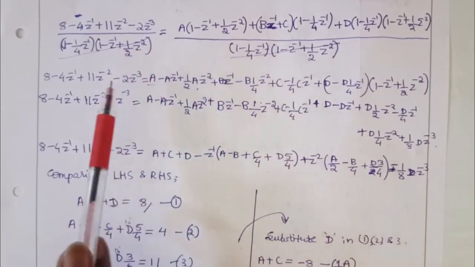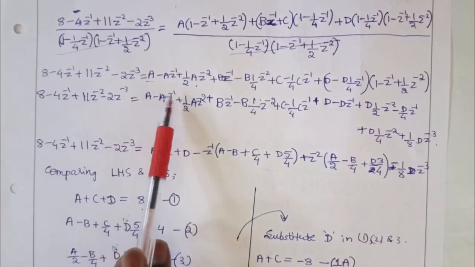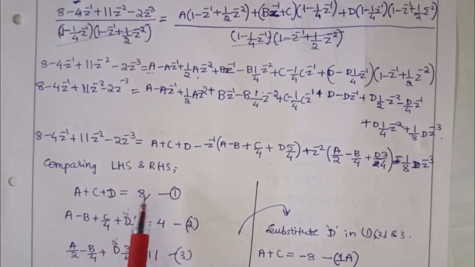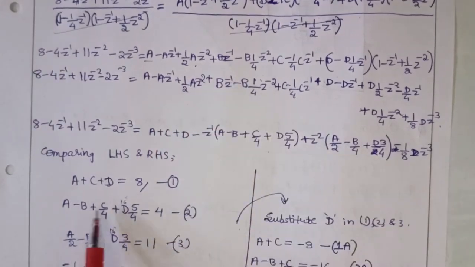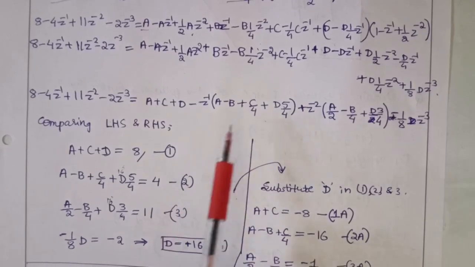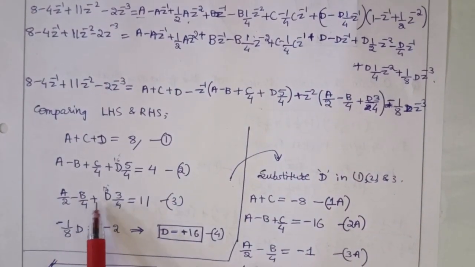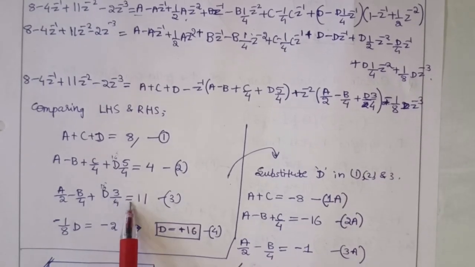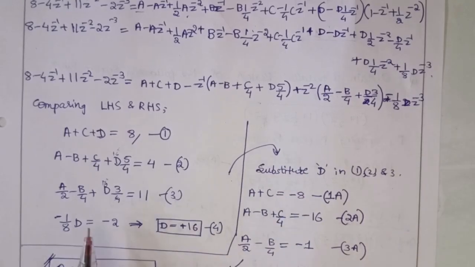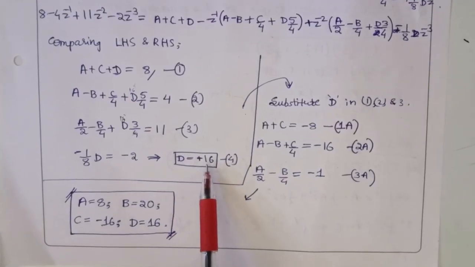The denominator gets cancelled. Hence, equating the numerator, the constant terms in the LHS and the constant terms in the RHS are equated. We get A + C + D = 8. By taking z^-1 common, we get A - B + C/4 + D (5/4) = 4. By equating z^-2 terms in the LHS and RHS, we get A/2 - B/4 + D (3/4) = 11. By equating z^-3 terms from LHS and RHS, we get -1/8 D = -2. We get D = 16.